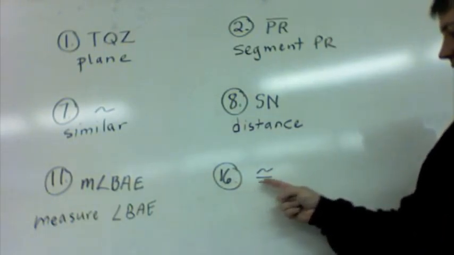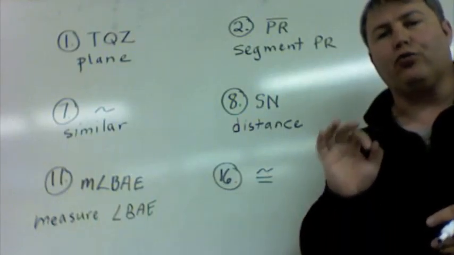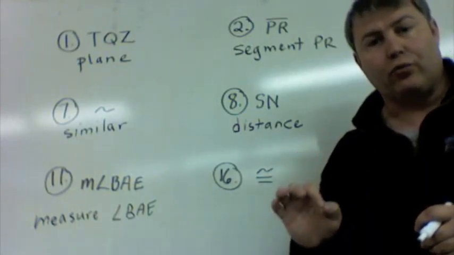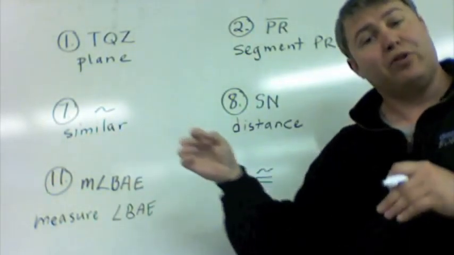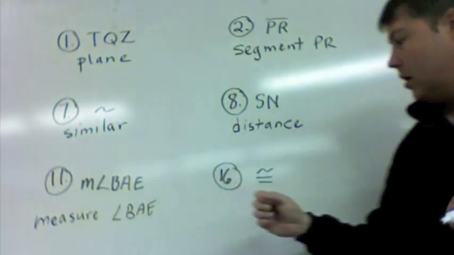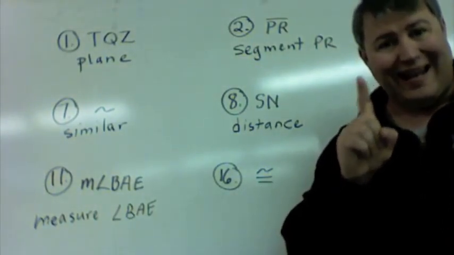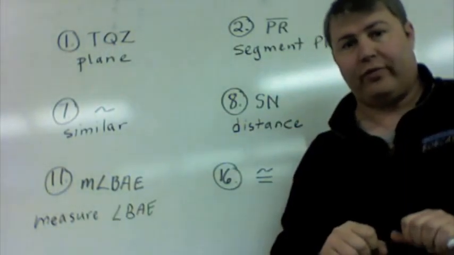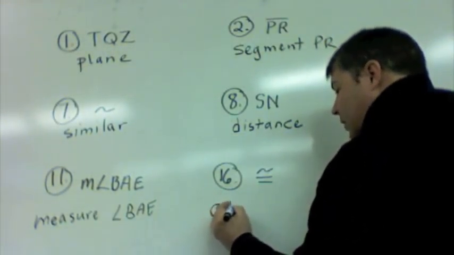Now number 16, an equals with a squiggly over the top. That means congruent. Two shapes are congruent. Remember that similar meant that they're the same shape but different sizes? Well, two shapes are congruent if they are the same shape and exactly the same size, both. All right? So this is congruent, and that's what I'm going to write.